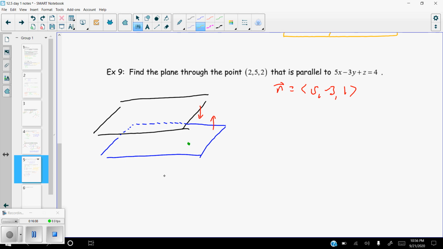So let's see, we're going to get 5 times x minus 2 minus 3 times y minus 5 plus 1 times z minus 2 equals 0. We'll distribute everything, so 5x minus 3y plus z. Let's see what that's going to equal. So we get -10 for a constant, plus 15 is +5, minus 2 is 3, but we have to subtract that to the other side, so we get -3. There is the equation of our plane.